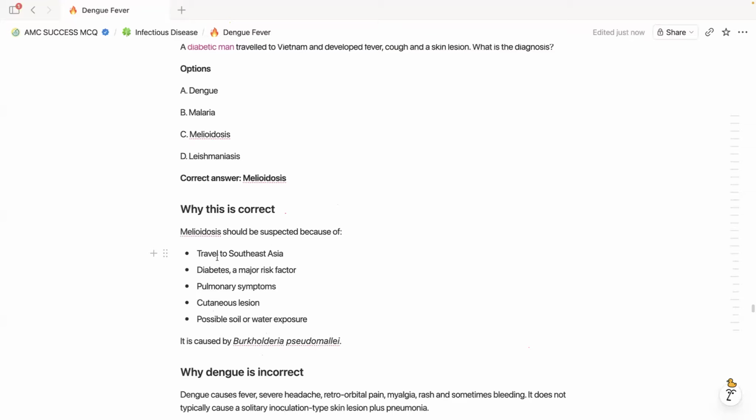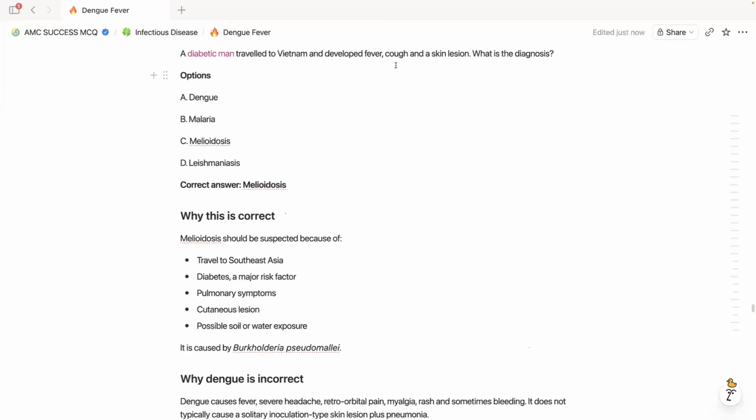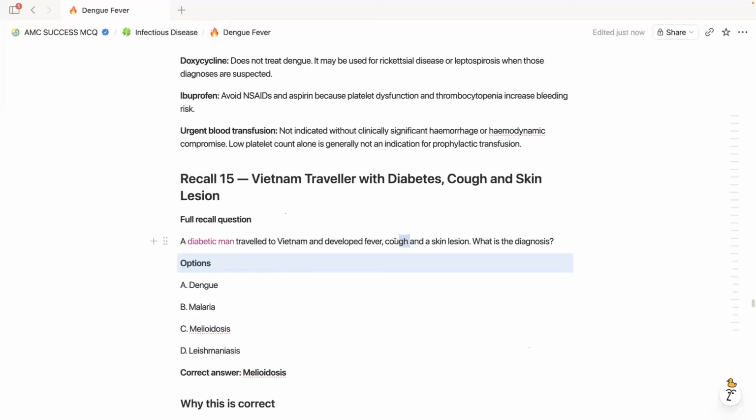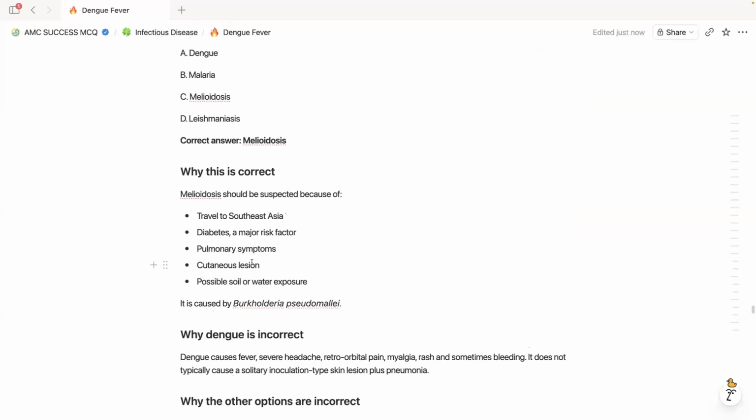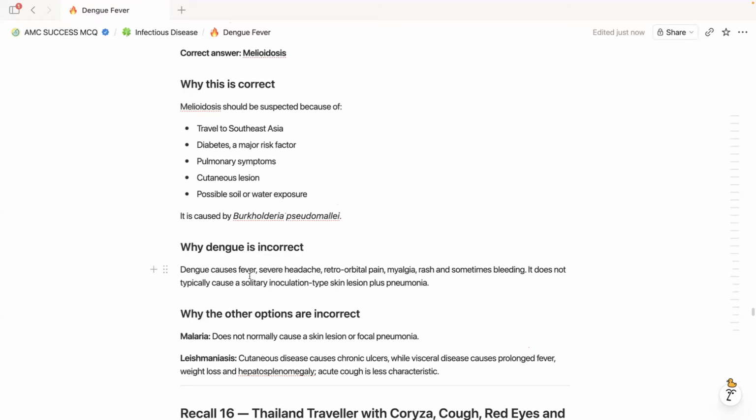Melioidosis is suspected because of travel to South Asia. Diabetes is a major risk factor, with pulmonary symptoms because cough is there, and a cutaneous lesion with possible soil or water exposure. It's caused by Burkholderia pseudomallei. So dengue is incorrect, because dengue causes fever, severe headache, retro-orbital pain, myalgia, rash, sometimes bleeding. It does not typically cause a solitary inoculation-type skin lesion plus pneumonia.